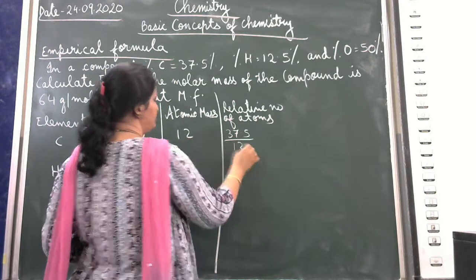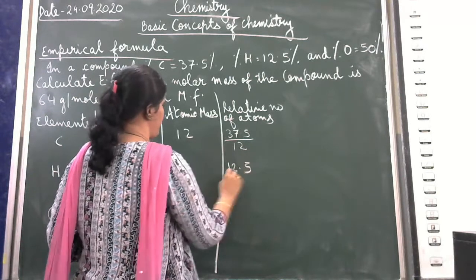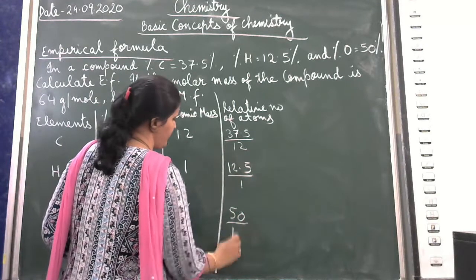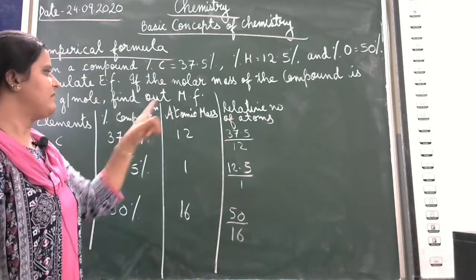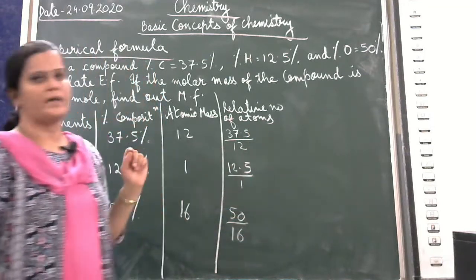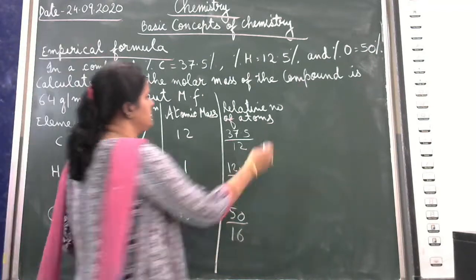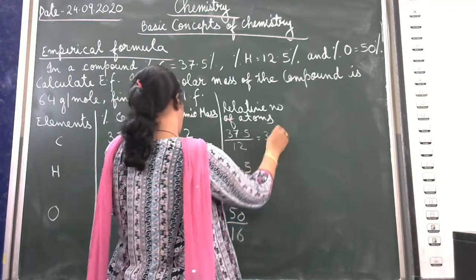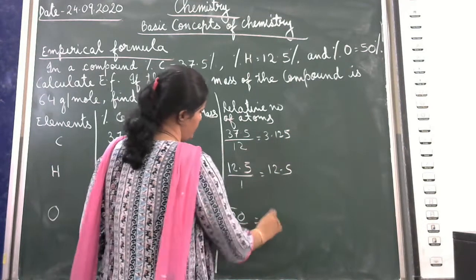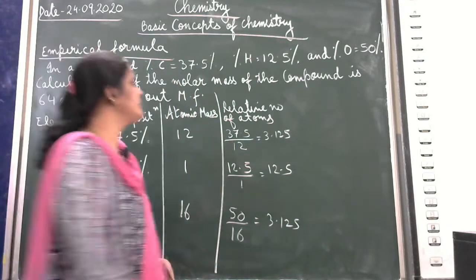So what will I do? 37.5 divided by 12. Here, 12.5 divided by 1. And here, 50 divided by 16. This is what I am going to do. I will get a simplest whole number ratio. So see, when you divide, this value will be approximately 3.125. This will be 12.5. This is again 3.125, isn't it? These values will come approximately to these numbers.